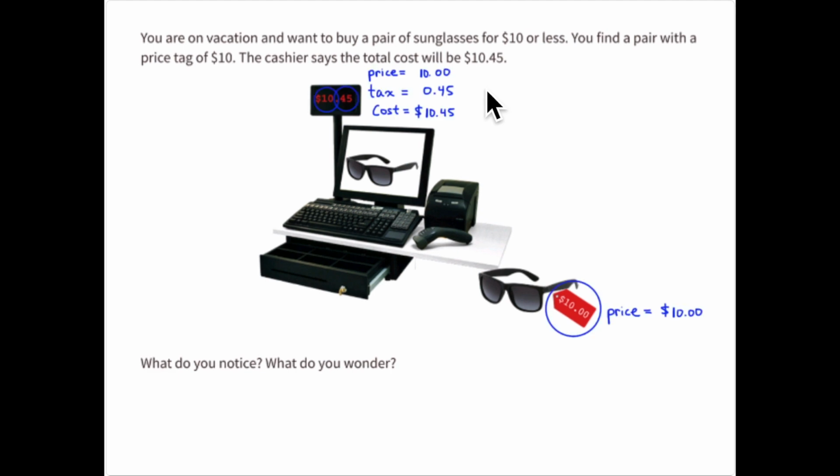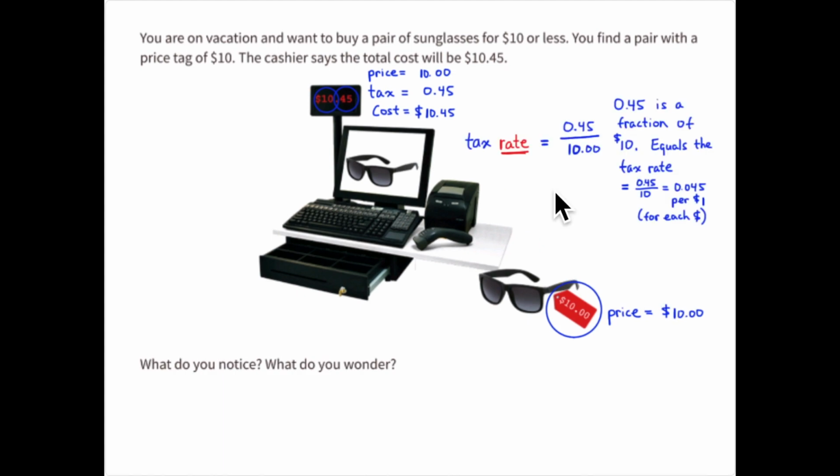Well, the price of the sunglasses is $10. It's right here. And this 45 cents is the tax. Tax is a way that governments get money to do things. So our city government, our state government, and our federal government, the whole United States. So in this case, if you spend $10, you have to pay an extra 45 cents in tax. So the total cost out the door is $10.45.